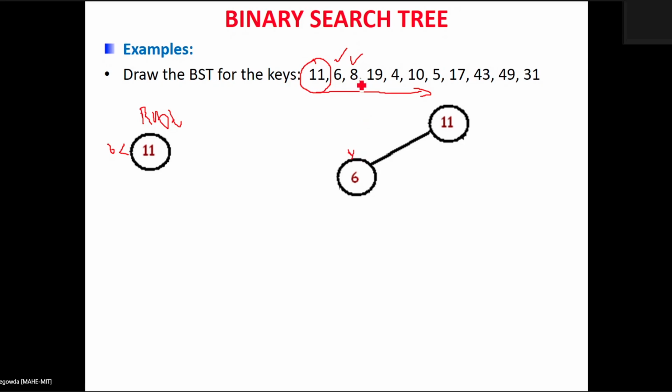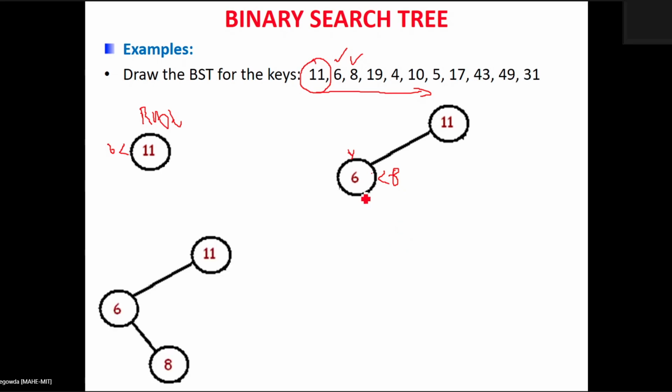Now compare the value 8 with 6. When you compare 8 with 6, 6 is less than 8, which means the given value 8 is greater than 6, so this 8 is going to be the right child of 6. You have to create one more node which is going to be the right child of 6. So now after inserting the 8 into the binary tree, our binary tree looks like this. Okay, so 11, 6 and followed by 8.